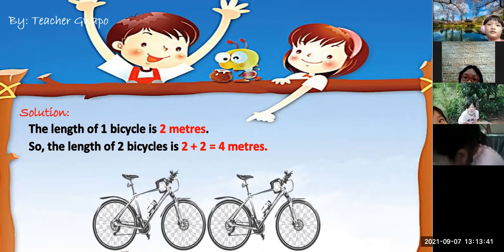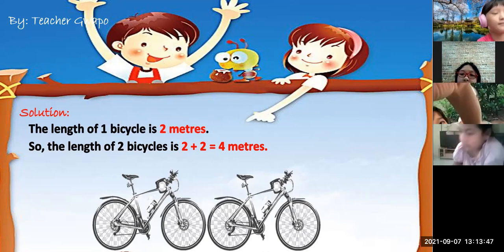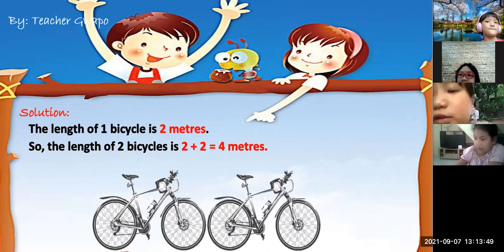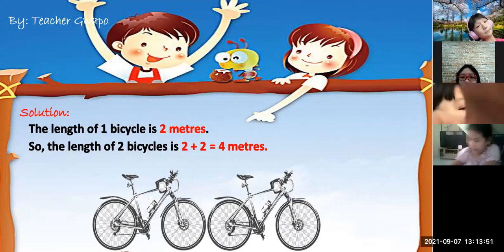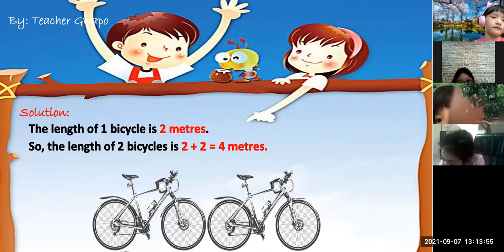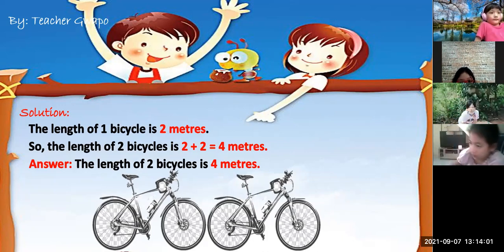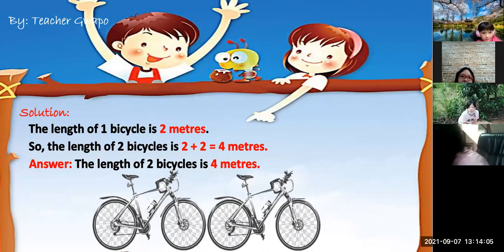Again, the length of 1 bicycle is 2 meters. So the length of 2 bicycles, that is like 2 plus 2 because there are 2 bicycles. So 2 plus 2 is equal to 4. So 4 meters. So the answer here is the length of 2 bicycles is 4 meters. 2 plus 2 is equal to 4. So 4 meters.